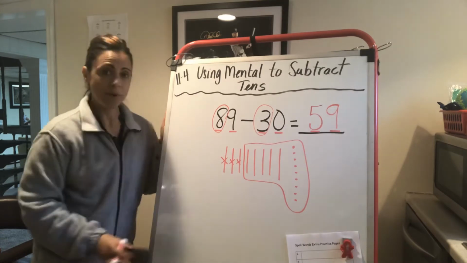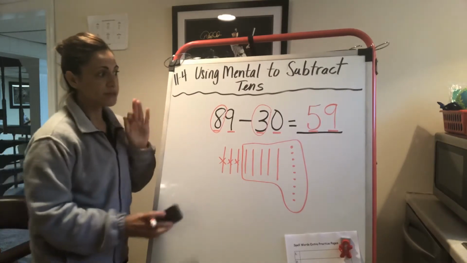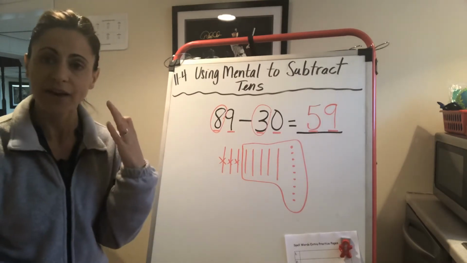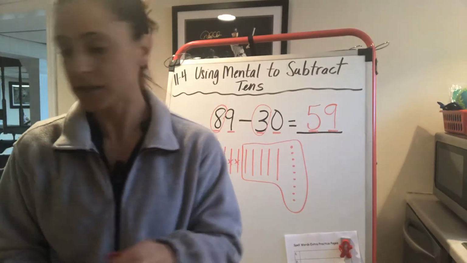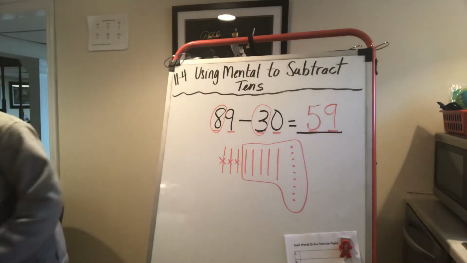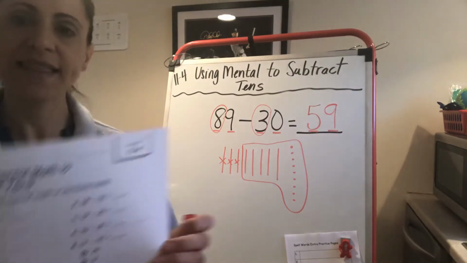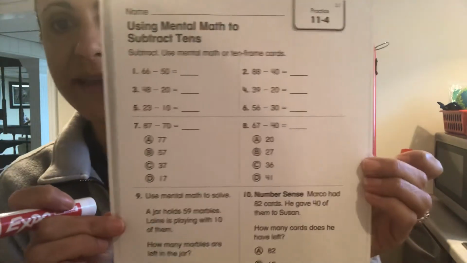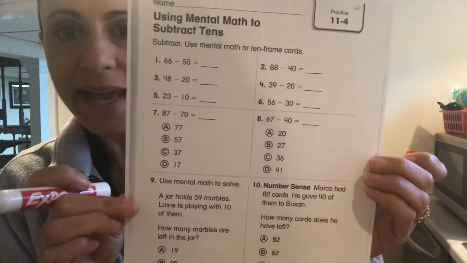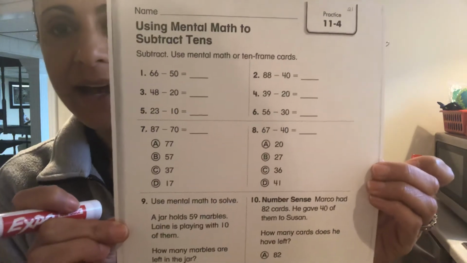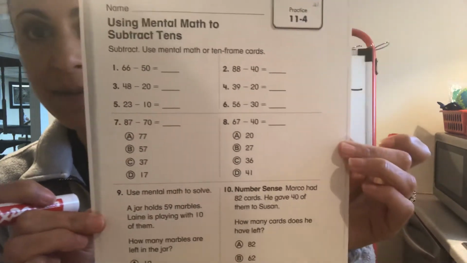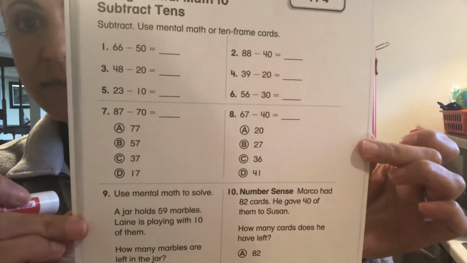So we're going to try a couple more problems like that. We're going to try to look at the numbers first, solve it in our brain, in our head mentally, and then you're going to work on page 11-4. And it looks like this. There's a lot of problems on this, so do the best you can. If you can't complete them all, it's okay. You can always go back and practice them another day, but try to do as many as you can.